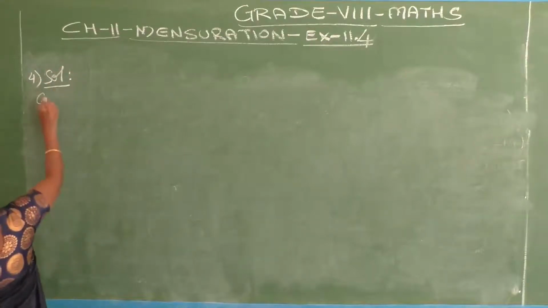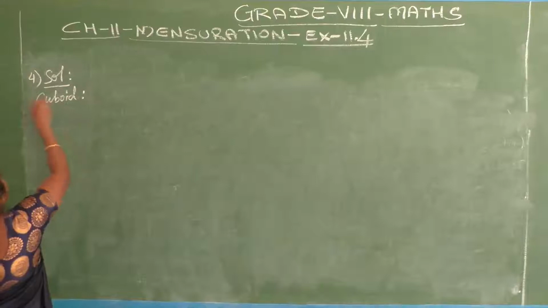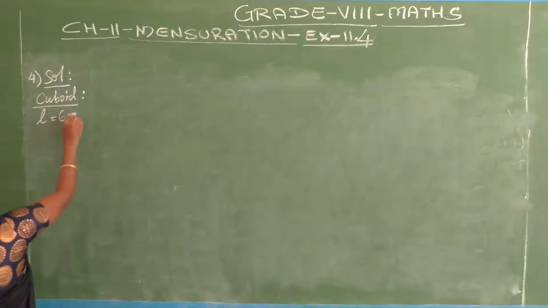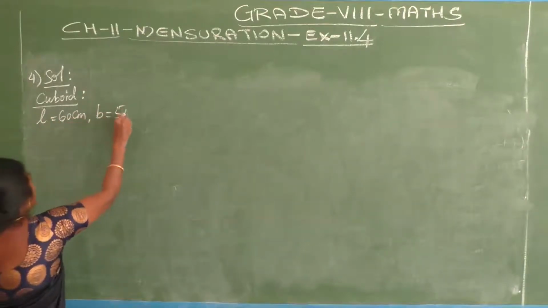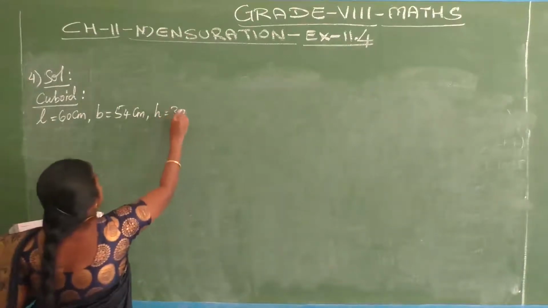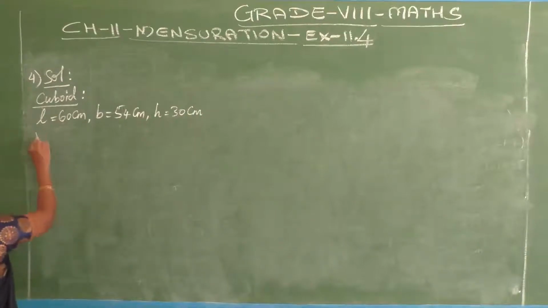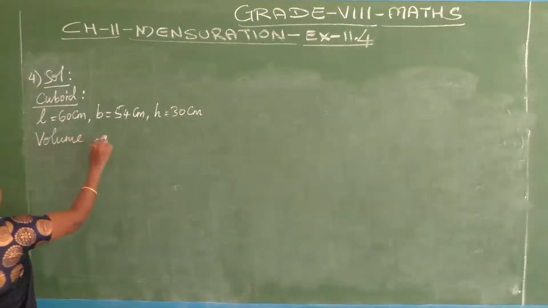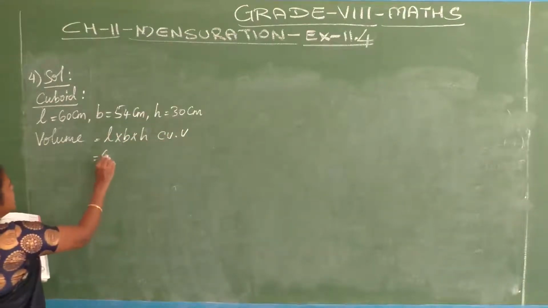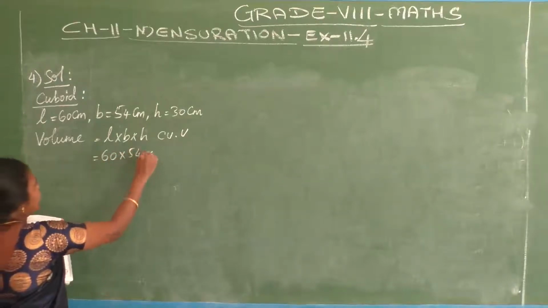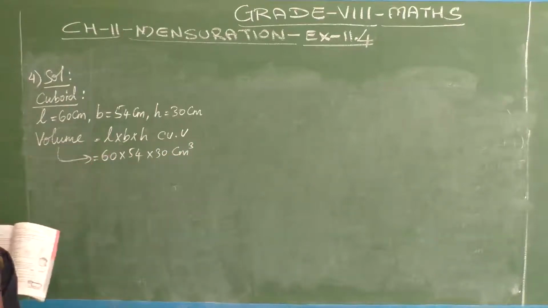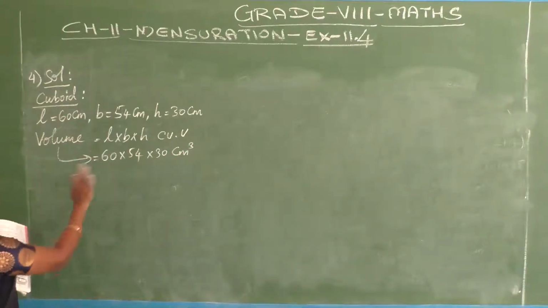So the cuboid box is given. This length is 60 centimeter, breadth is 54 centimeter, height is 30 centimeter. The volume of the cuboid, what's the formula? L into B into H cubic units. So what do you write? 60 into 54 into 30 centimeter cube. Keep it as it is. Don't calculate here. We are going to divide only now. So in this position, it is enough.